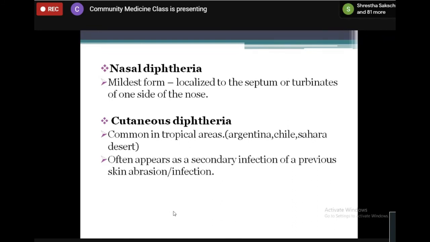So if there is skin abrasion or infection, if a child has a skin infection due to some bacteria, now what happens? Another bacteria can again infect the child through these skin wounds. A secondary infection, not primary, when some other bacteria has already caused infection and now this one also goes and infects.